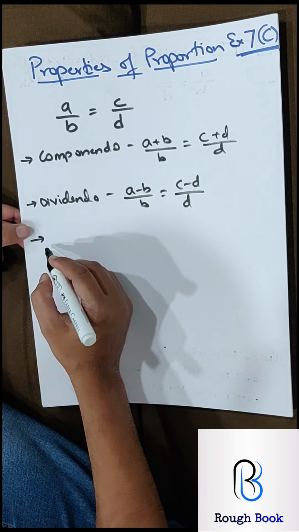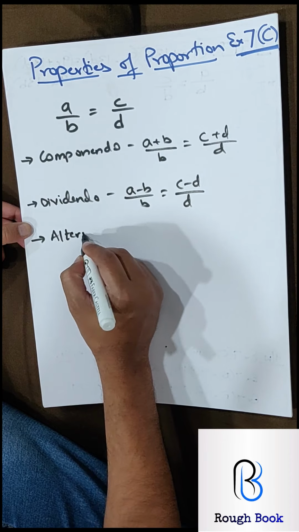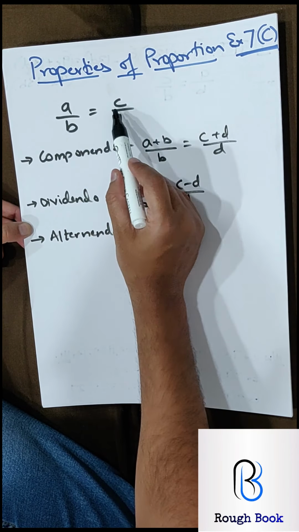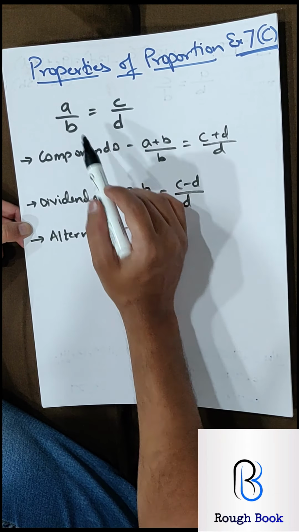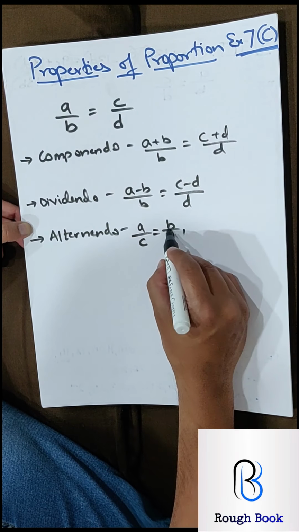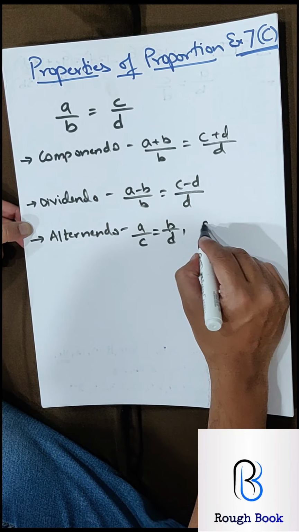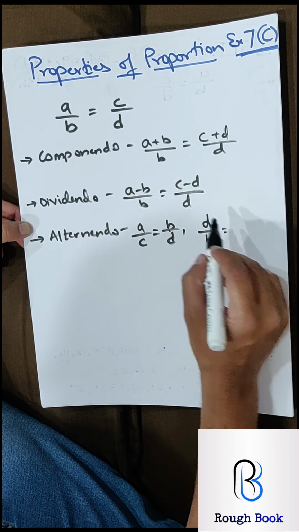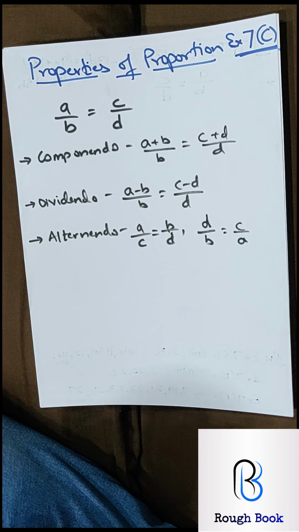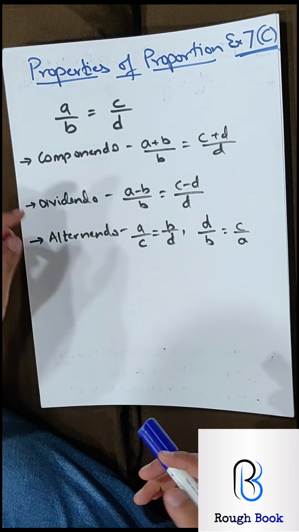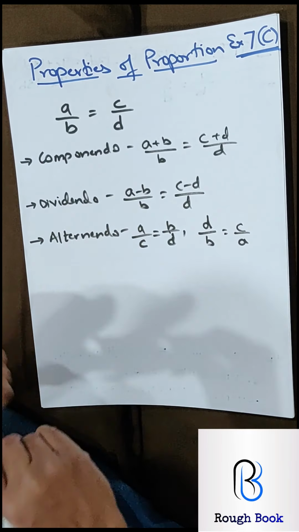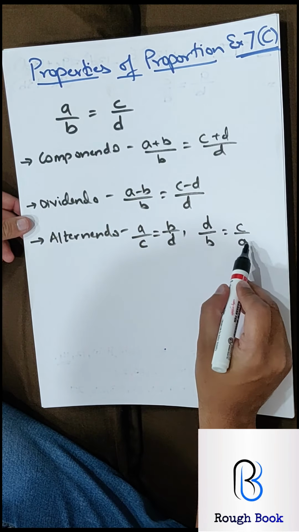The third property, alternendo. So when they say alternendo, any one of these two terms can be altered. So I can write A upon C, B upon D, or I can alter A and D. So that becomes D upon B, C upon A. So the ultimate result that you get on cross multiplication here is BC equals to AD. Same will be maintained here. BC equals to AD.